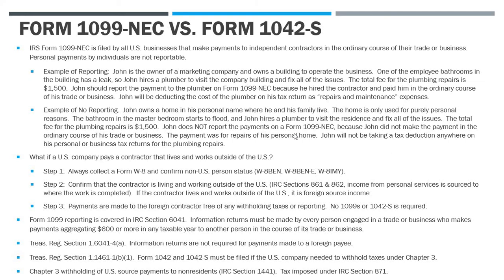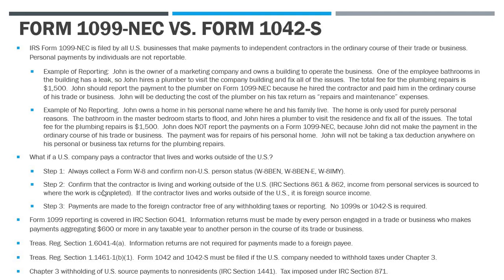So now let's look at what happens if you're paying a contractor that lives and works outside the U.S. Well, the first step is always get a W-8. This is just the same kind of process as if you hire a U.S. contractor, you get a W-9. W-8s are for non-U.S. persons. So there's a couple variants. W-8 BEN is for individuals. W-8 BEN-E is if you're hiring a foreign corporation. And then a W-8 IMY would be if you're making payments to a foreign partnership.